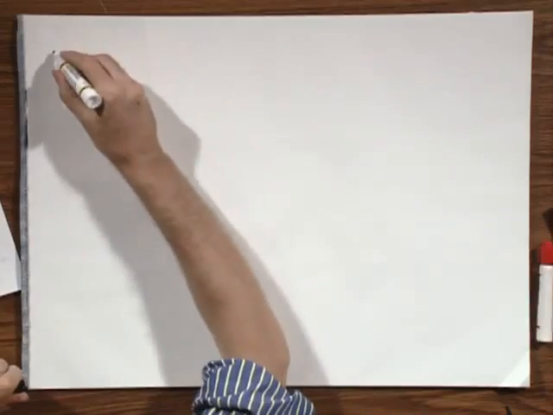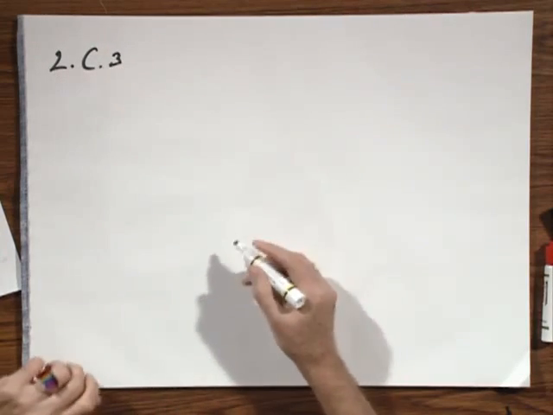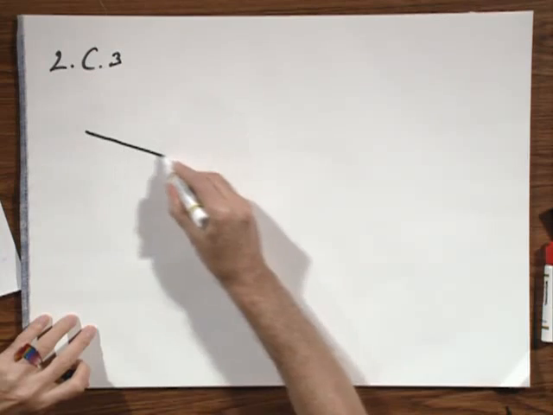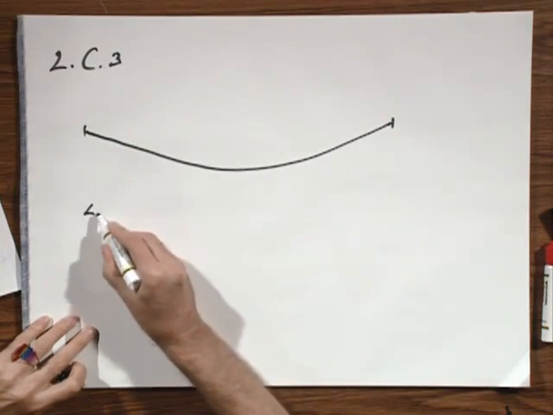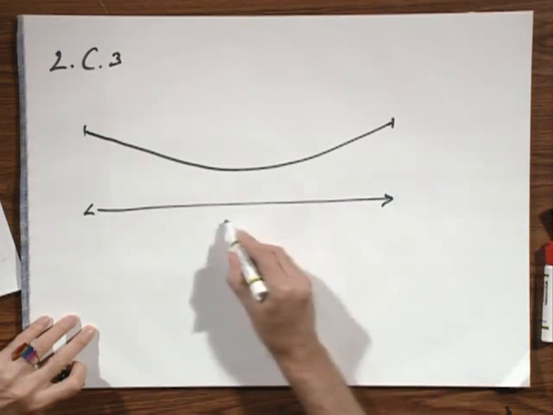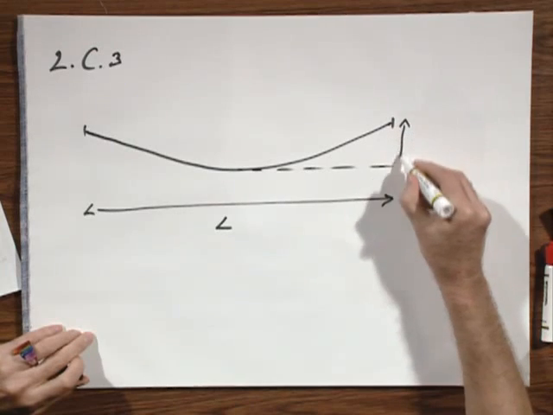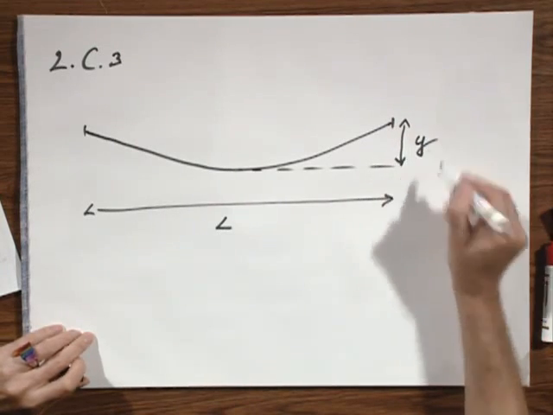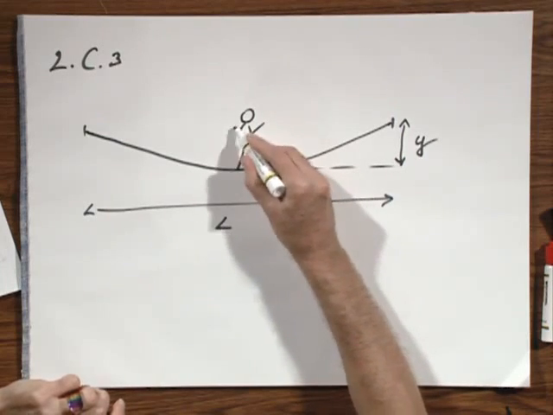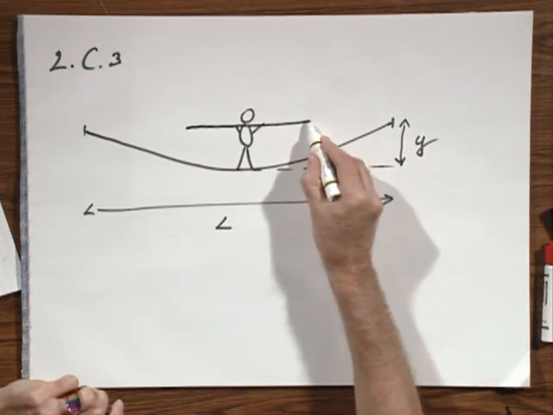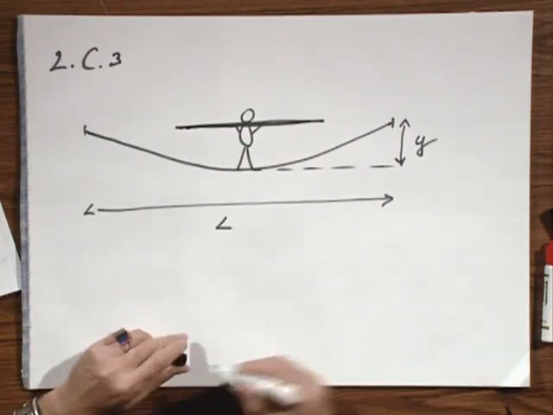All right, we go to 2C3, a tightrope walker. Here is the tightrope. The length of the rope is L, and the rope is sagged over a distance Y. And here is the tightrope walker, and she holds a very long horizontal bar in her hand for stability.